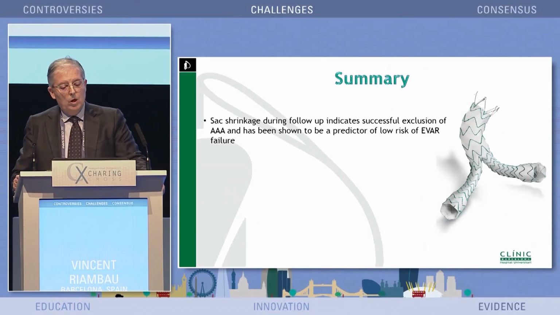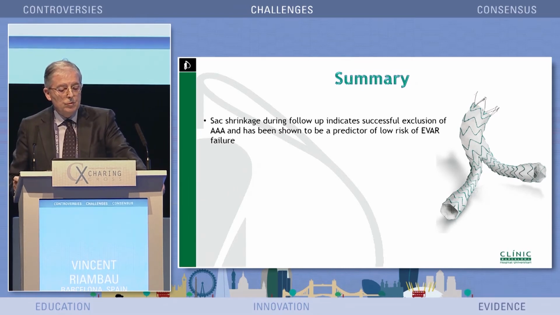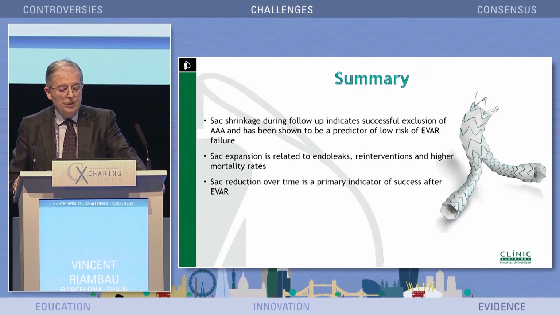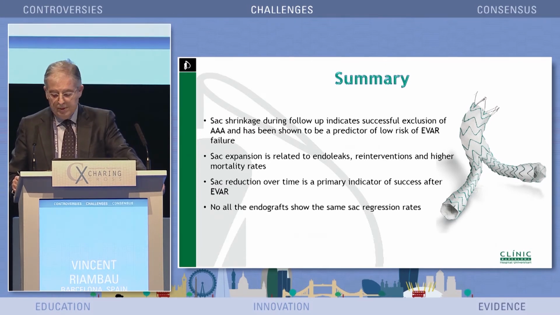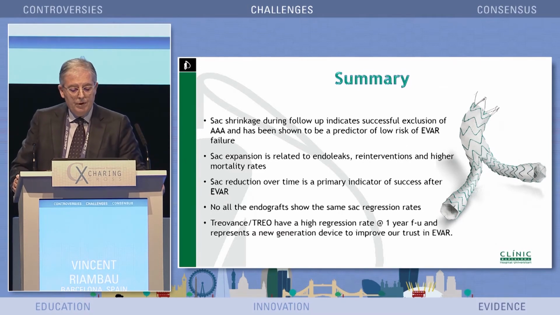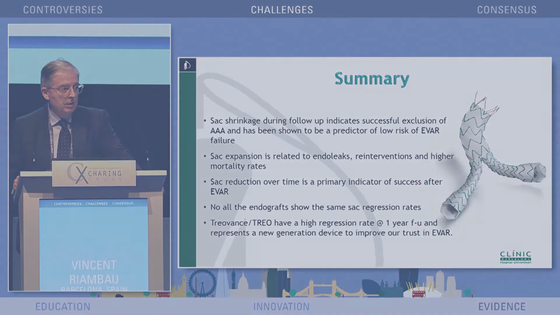Sac shrinkage during follow-up indicates successful exclusion of AAA and has been shown to be a predictor of low risk of EVAR failure. Sac expansion is related to endoleaks, reintervention, and higher mortality rates. Sac reduction over time is a primary indicator of success after EVAR. Not all the endografts show the same sac reduction, and Treovance has a high regression rate at 1 year follow-up and represents a new generation device to improve our trust in EVAR nowadays.